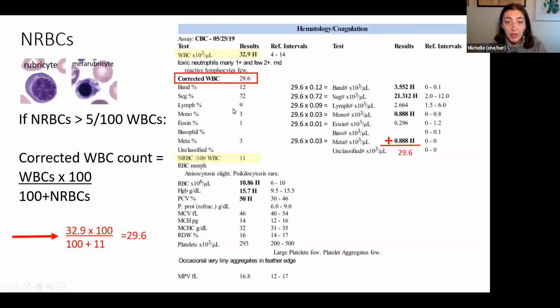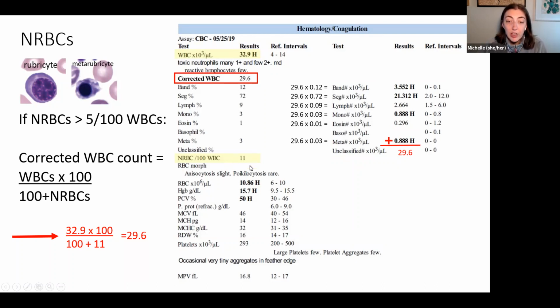So here is a sample that has a corrected white blood cell count. So even though this number up here says white blood cell count 32.9, it's high, that's not your white blood cell count. This is your white blood cell count. Sometimes people miss this and they're like, oh my gosh, I have a leukocytosis. And then I'm like, no, you don't. Well, this patient still does, but occasionally the number of NRBCs is so high that when you correct for the NRBCs, the white blood cell count is normal. In this case, it's still high, and it doesn't make a huge difference in this case.